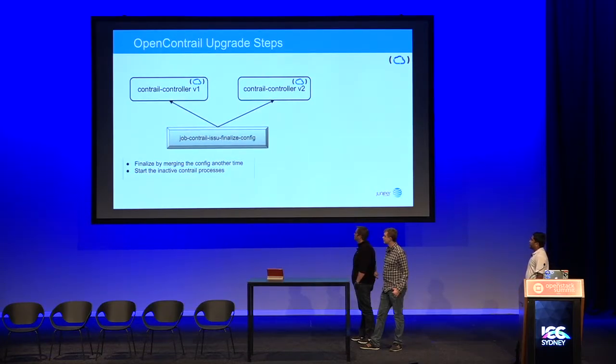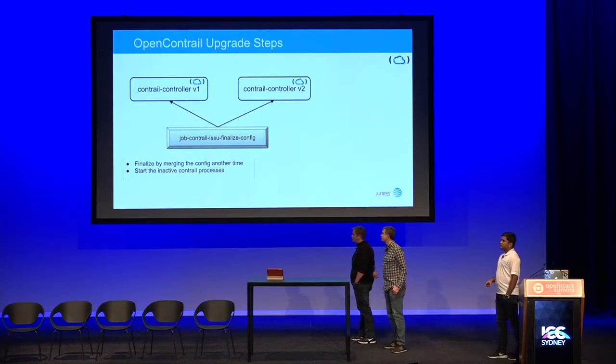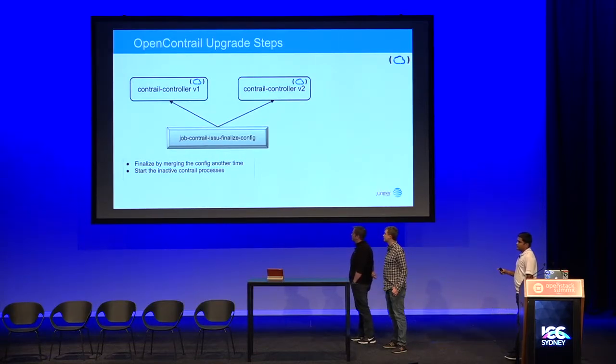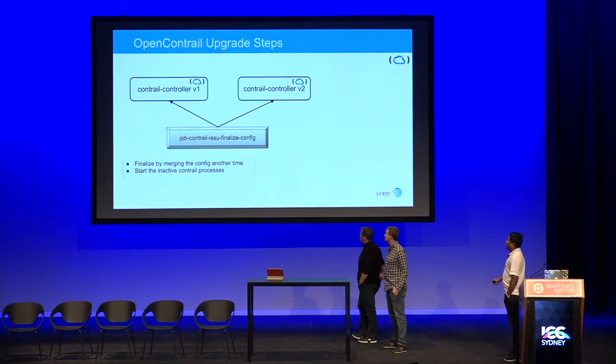And this is the finalize config job. So now at this point of time, it's just doing a final merge from cluster v1 to cluster v2. Also, during this process, it might have stopped many services on control cluster v2. So it will make sure that it brings up all the inactive control processes, and it just verifies that everything is working fine. So this is how the upgrade works, and these are the different steps.